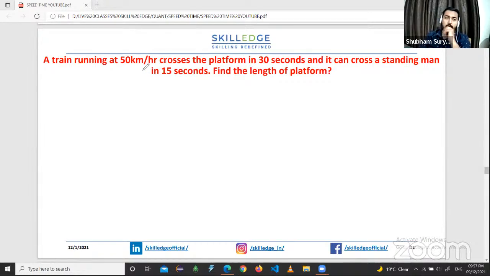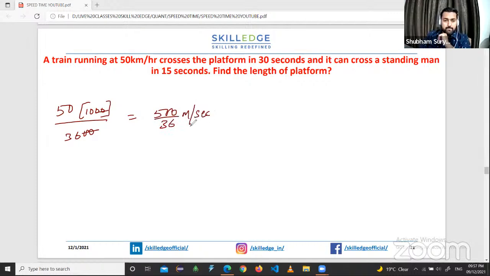Okay. A train running at 50 kilometers an hour crosses the platform in 30 seconds. Everything is given in terms of seconds, guys. Let's just convert it. So 50 into 1000, this is meters, divided by 3600, which is seconds. This is 500 upon 36 meters per second. It can be further simplified: 4 9s are 36, 4 1s are 4, 4 2s are 8, 4 5s are 20. It is 125 divided by 9 meters per second. This is the speed of the train.